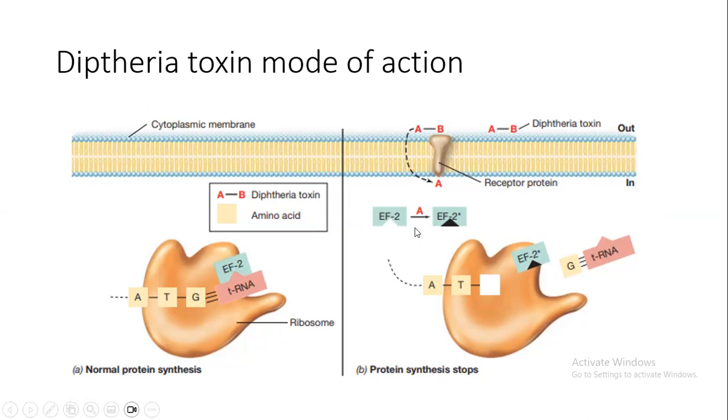Elongation factor 2 is an important elongation factor that is required during the protein synthesis process. It interacts with the transfer RNA and helps in the elongation step. However, because of the presence of the toxin, it will not allow binding or entry of the transfer RNA, as a result of which the protein synthesis process fails.